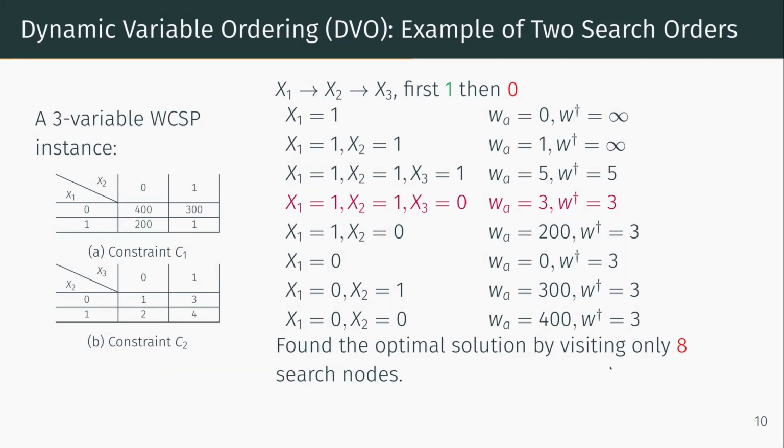So the ordering of variables and their assignments can dramatically affect the efficiency of the algorithm.